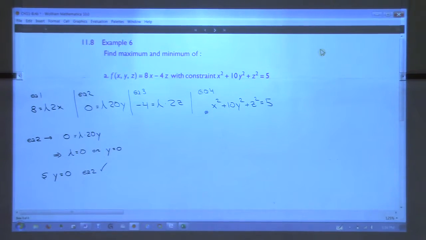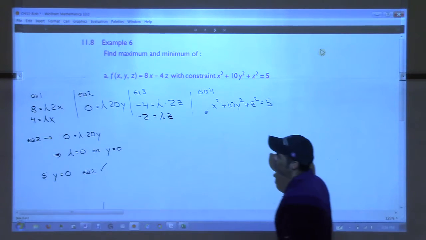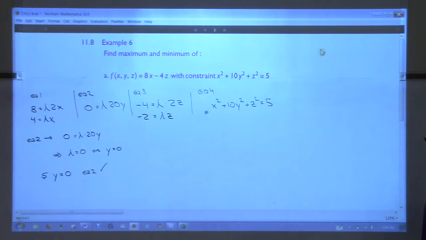You want to mess with equation 1 maybe? It's up to you. Okay, so what can we do with equation 1? Let me do this. 4 equals lambda times x. And over here we could do negative 2 equals lambda times z, just dividing through by 2 on those. You want to solve equation 1 for lambda, and then plug it into equation 3? Yeah. Okay, let's do that.